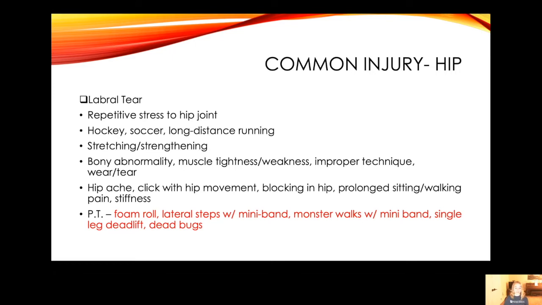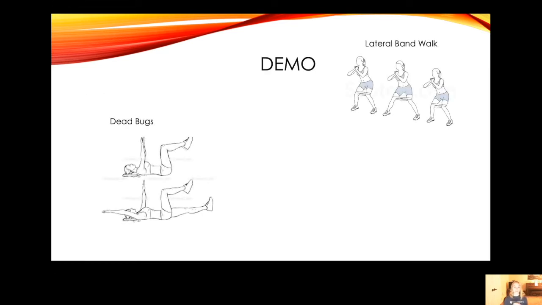So you can do things like foam roll, lateral and monster walks with a resistance band, single leg deadlifts, and dead bugs. Here you see dead bugs in the bottom left and a lateral band walk in the top right. That can be performed with any size resistance band, whatever you want to use.